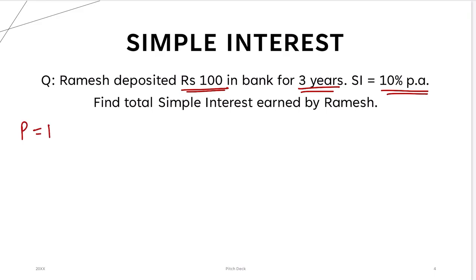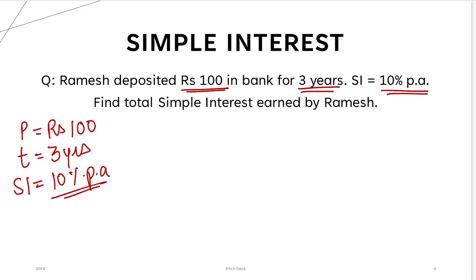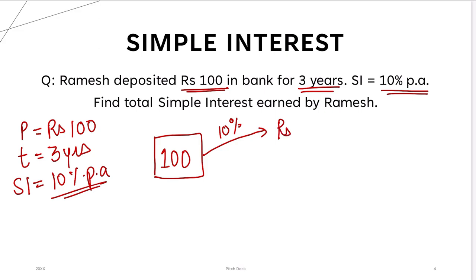So principal is 100 rupees, time is 3 years, and the rate of interest is 10% per annum. Per annum means every year. Now what is happening? He has given this 100 to the bank at simple interest. After every year, he will get 10% back extra. So 10% of principal is rupees 10. After 1 year, he will get this 10 rupees, right?